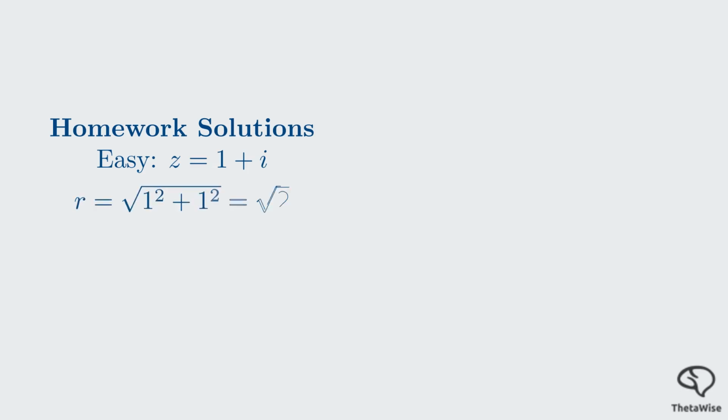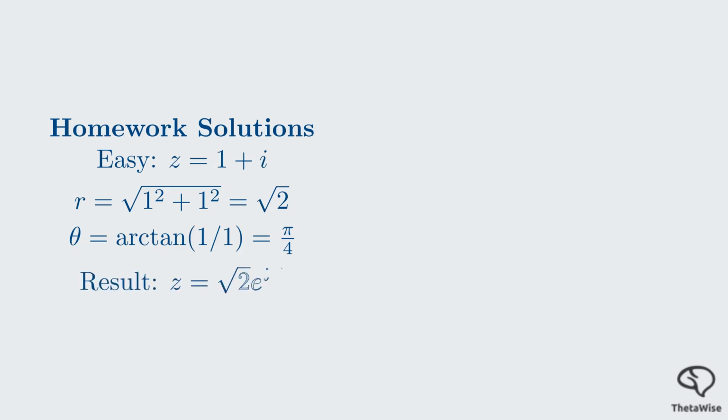Here are the homework solutions. For the easy question, we first find the modulus. r equals the square root of 1 squared plus 1 squared, which is root 2. Next, the argument. Theta equals arctan of 1 over 1, which is pi over 4. So, z equals root 2 e to the i pi over 4.